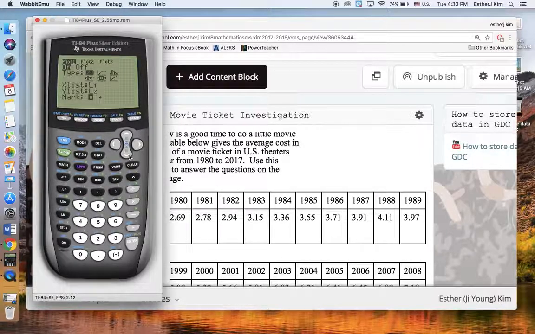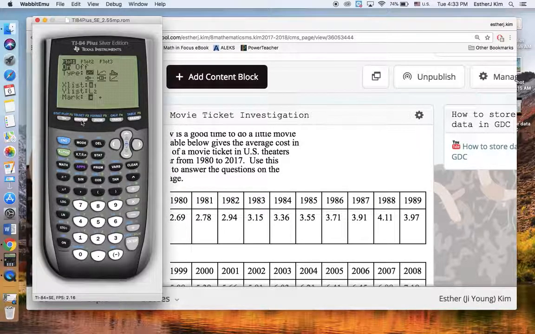Once it's selected as scatter plot, we're going to make sure that my X list, which is my independent variable, is stored in my L1. If you store it somewhere else, you need to make sure that you put the proper name here. My Y list, which is the price of the movie tickets, is L2. So make sure we have the right variables stored in the right list.